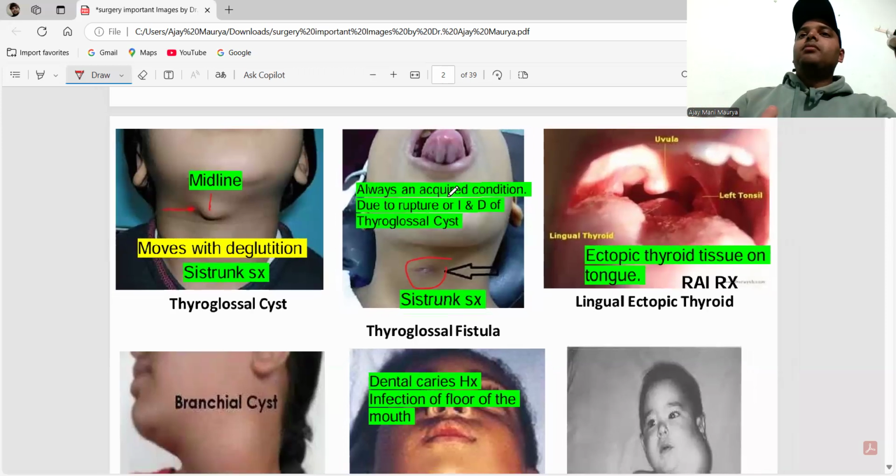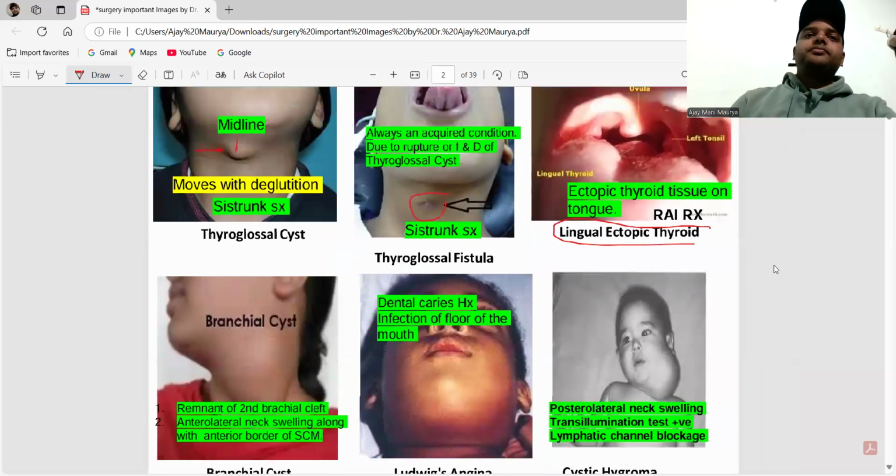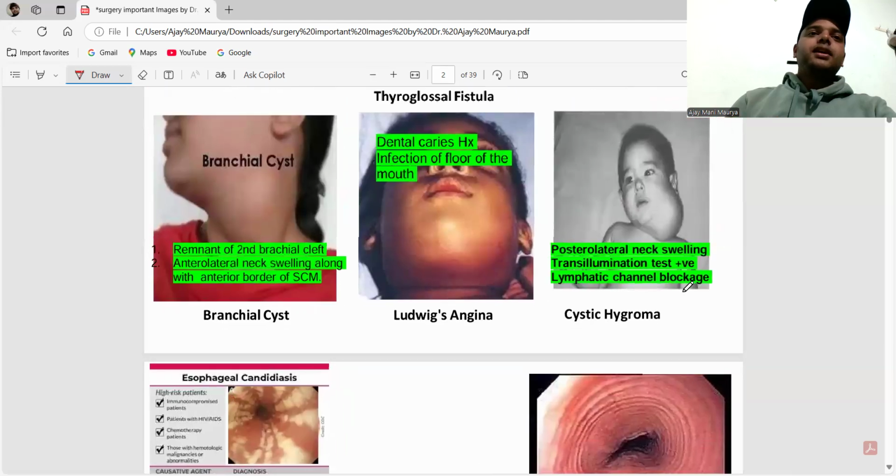Remember, this is the ectopic thyroid tissue on the tongue. It's called the lingual ectopic thyroid. The treatment of choice will be radioactive iodine therapy, or you can also give levothyroxine. Remember here. Next one, guys, this is the branchial.